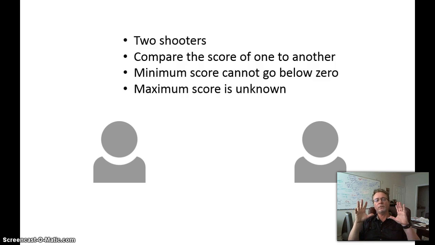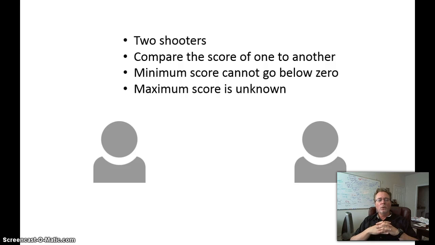If you think about it in its most simplest sense, there are two shooters. Now, in matches we have more than two, obviously, but for sake of discussion right now, we have two shooters. They're the only ones that showed up at the match, and you want to compare the score of one person to another. So all you have are just two numbers. And what are the rules about those numbers? Well, the minimum score cannot go below 0, and the maximum number is unknown.